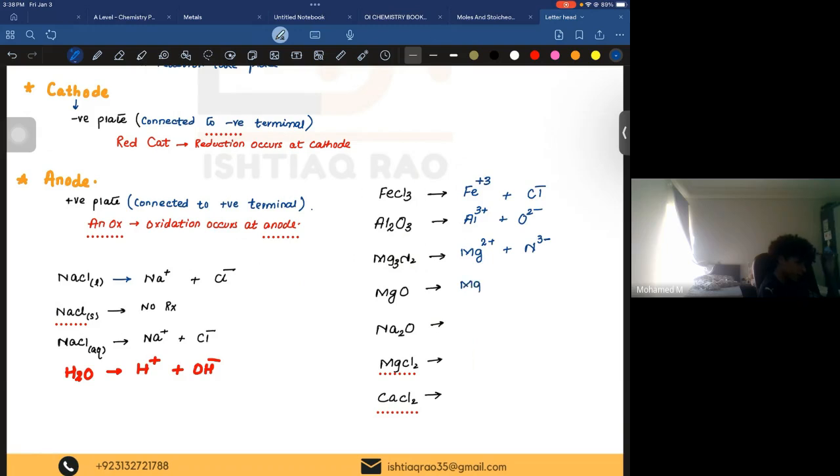So how much is the negative and how much is the positive? Just one? No, it's 2 plus and 2 minus. They are going to cancel each other. That's the reason there is no number. Yes.